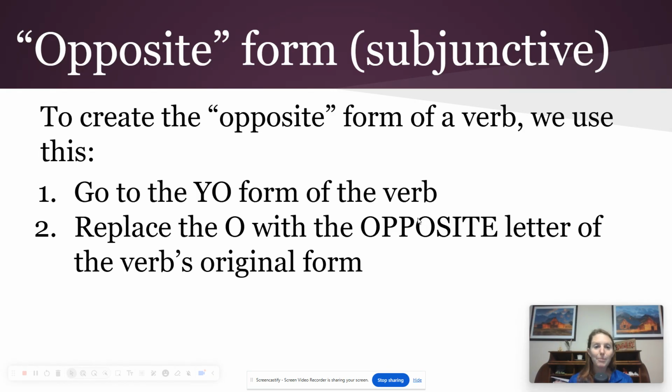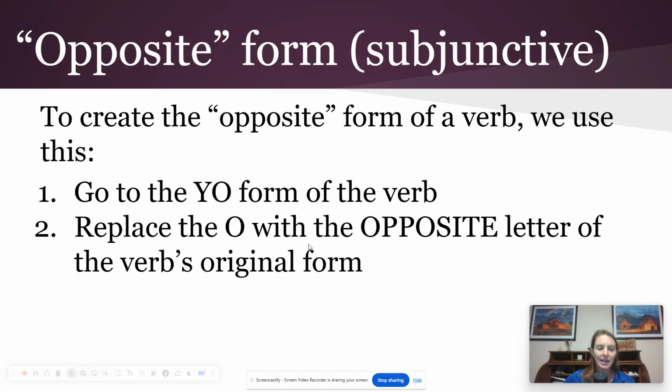When we make the opposite form of a verb, we keep in mind that verbs in Spanish will either end in an AR, an ER, or an IR. Okay? So the original form of the verb will end in an AR, ER, or IR. To create the opposite form, you use the yo form first. So the yo form of hablar is hablo. The yo form of hacer is hago. The yo form of tener is tengo. The yo form of querer is quiero. You'll go to that yo form so that it ends in O.